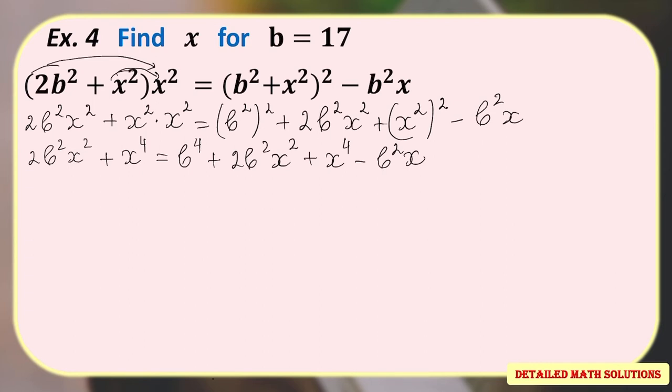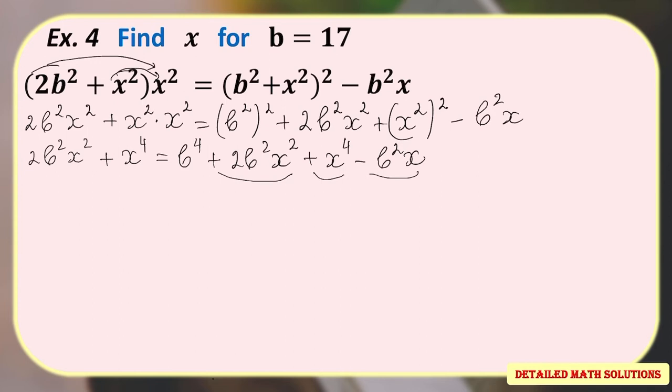As a next step, I need to transfer the terms on the right-hand side of the equation that have the variable x in them. I need to transfer them to the left side of the equation. When I do that, they change their signs. They become the opposite signs.